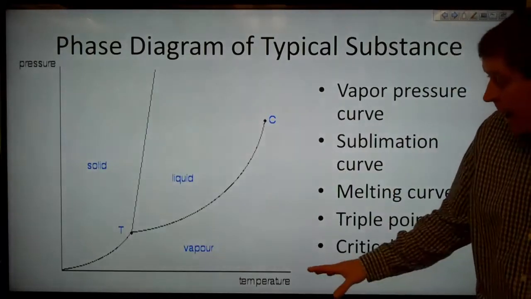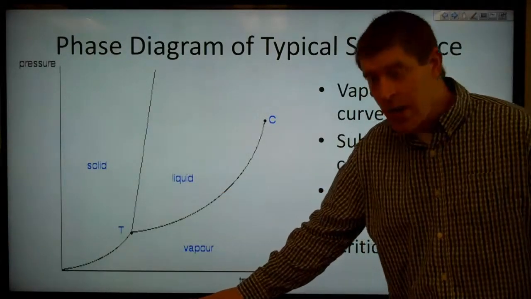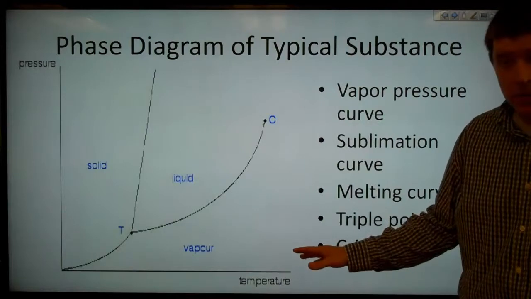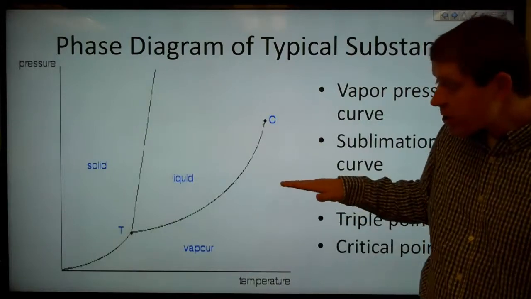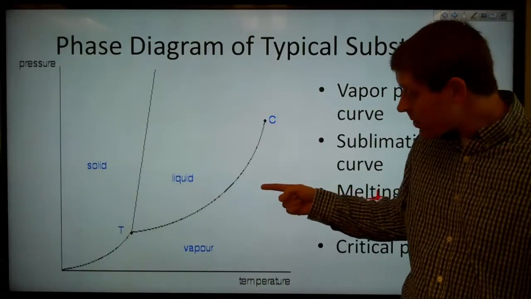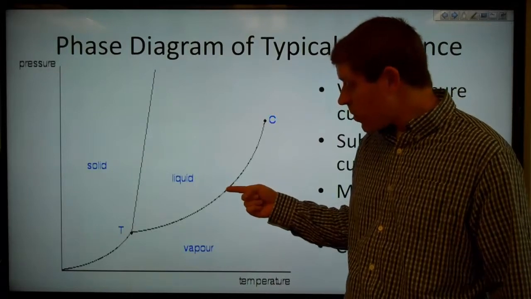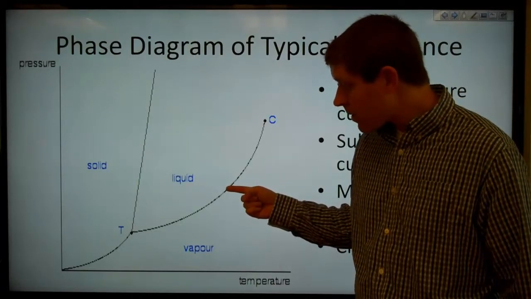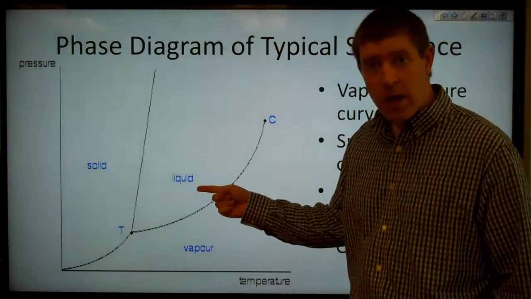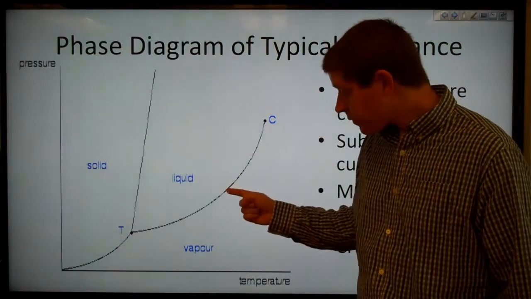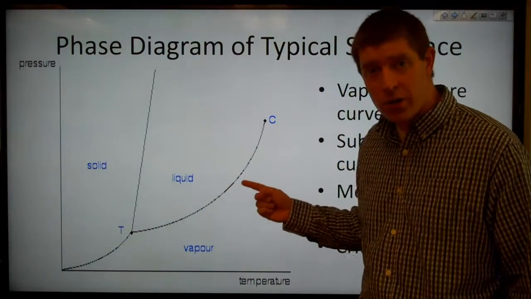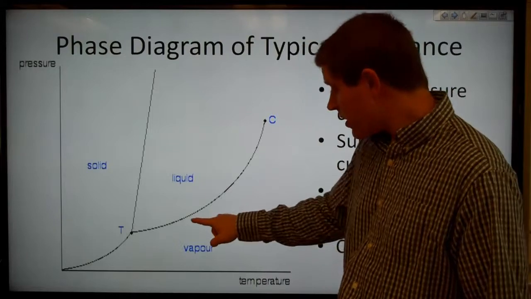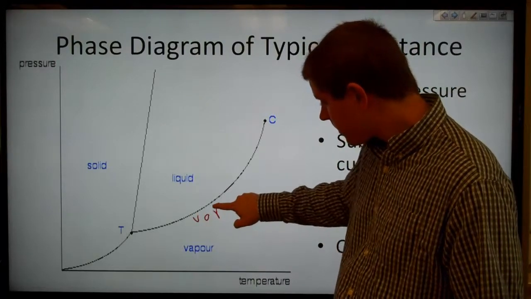And so at very low pressure and high temperatures, we have a gas. If we keep the pressure constant and we lower the temperature, then we're moving this way. At some point, we reach this curve, and on the other side of that, we have a liquid. So this curve is the vaporization curve or the condensation curve. So this is the vaporization curve.